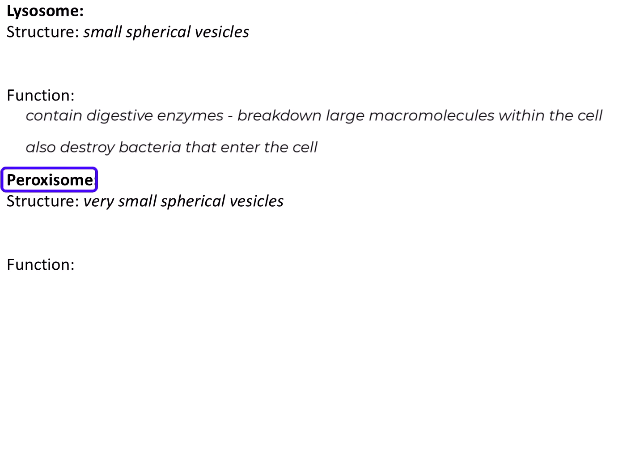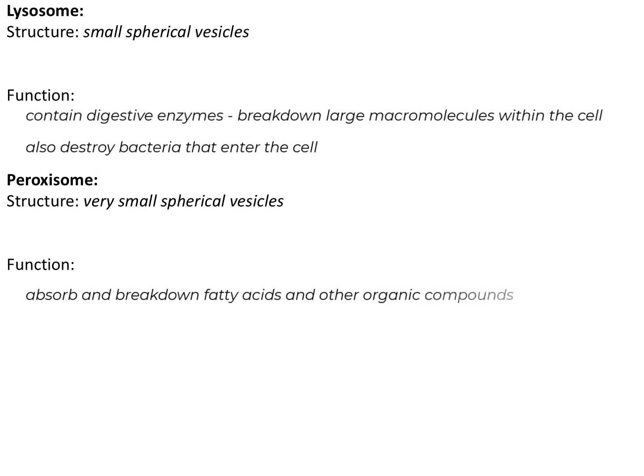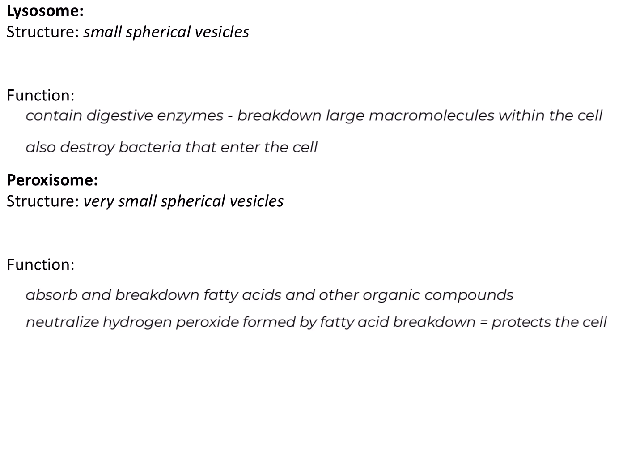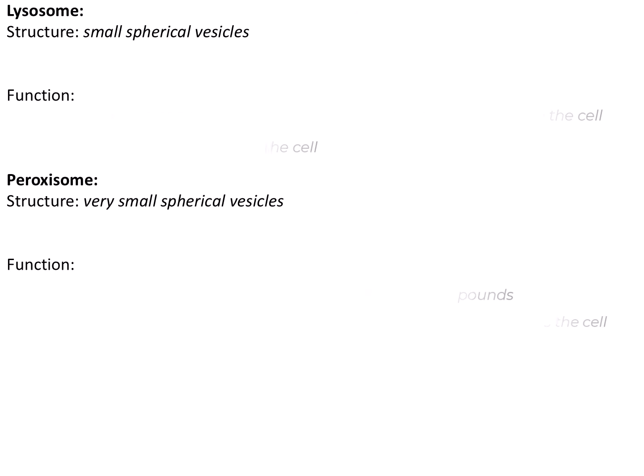The peroxisome is a very small spherical vesicle that absorbs and breaks down fatty acids and other organic compounds. They also help to neutralize hydrogen peroxide formed by fatty acid breakdown. Peroxisomes serve to protect the cell by preventing reactive oxygen species from damaging important cellular proteins and DNA.